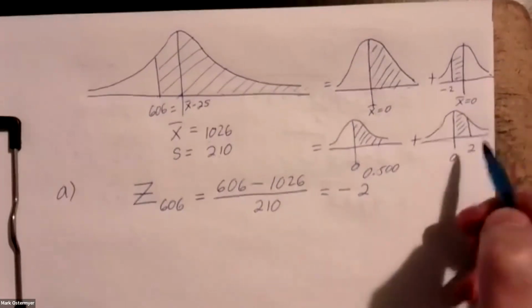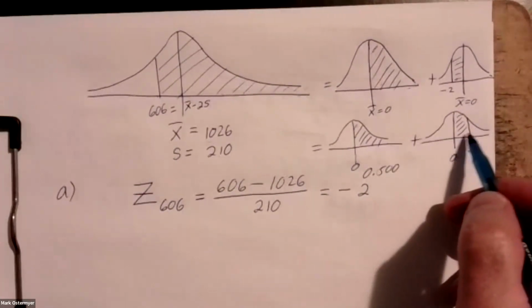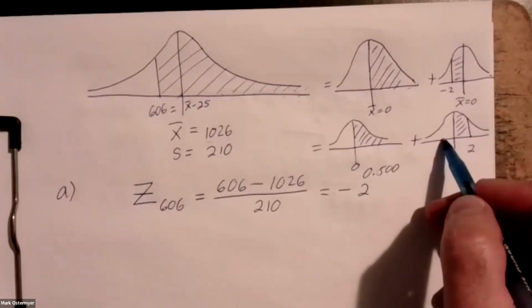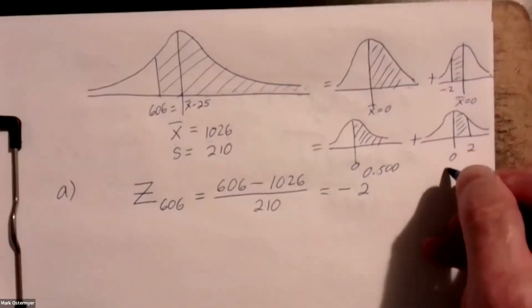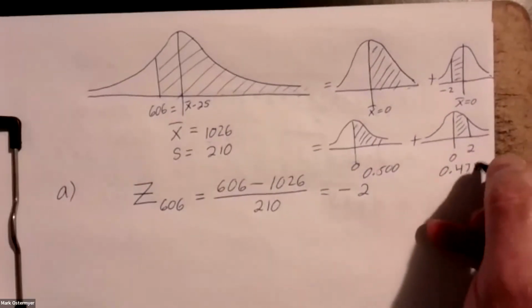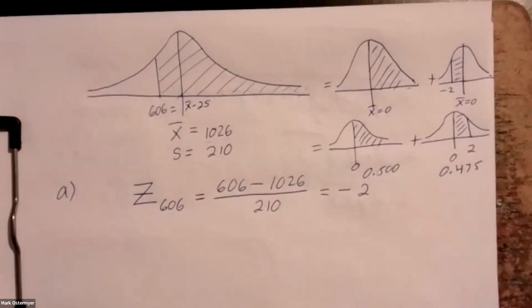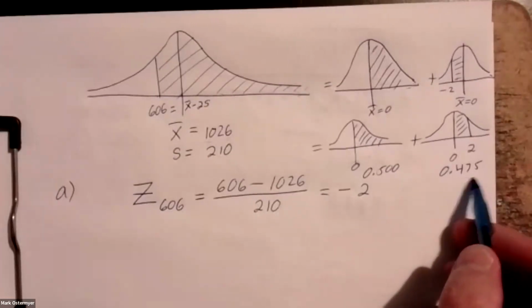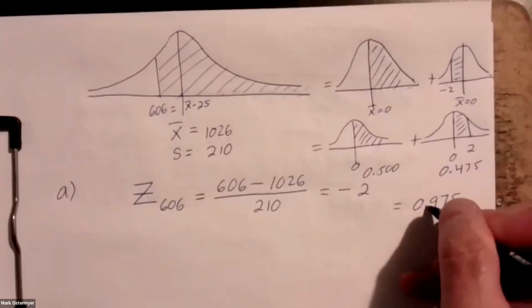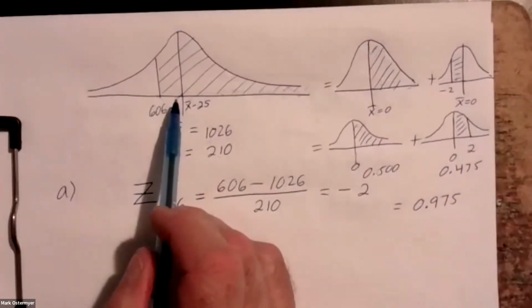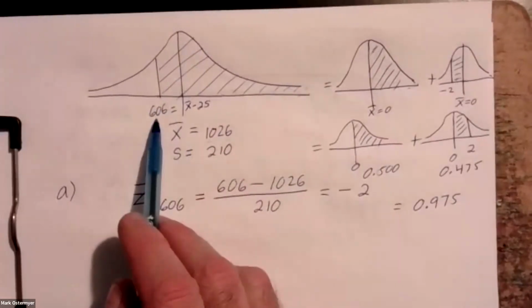I don't know. Well, I do know what 2 standard deviations either side of my mean is, according to the empirical rule: 95% of my observations lie there. So what's half of 95%? Oh, that gives me 47.5%. So therefore, this area is going to be 0.475. Isn't that true? So what's 0.500 plus 0.475? That's 0.975. So ladies and gentlemen, 97.5% of the scores were higher than 606.